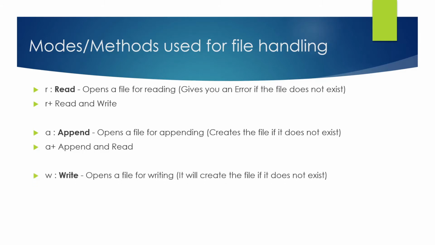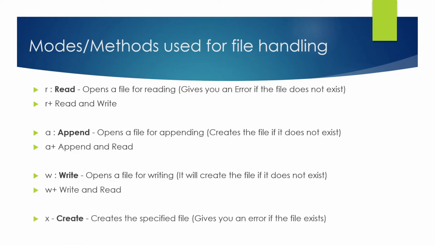W is for write. It opens a file for writing. It will create the file if it does not exist. And W plus is again two operations, write and read. And then there is the option of X, which is create. It creates the specified file, and gives you an error if the file exists.